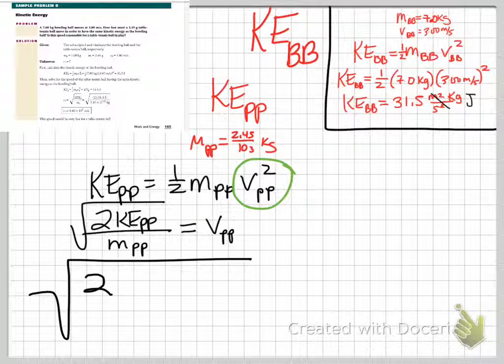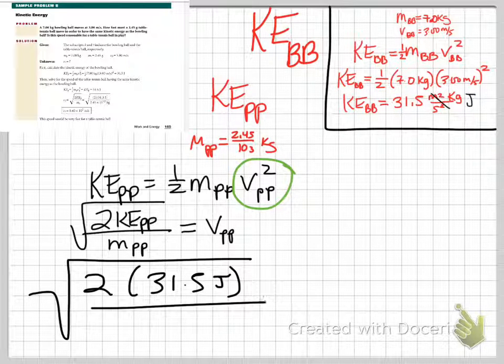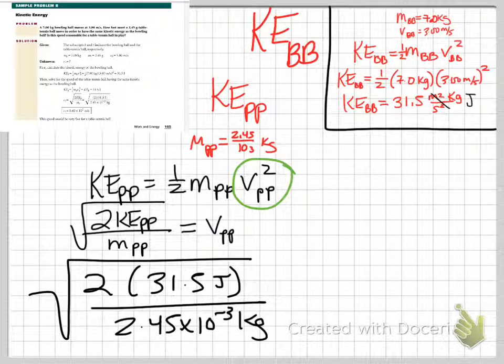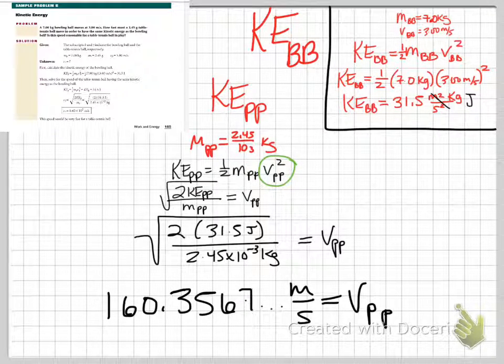Okay, plug in. Now here's the question. What kinetic energy are we using? Yeah, we want it to match the kinetic energy of the bowling ball. So 31.5 joules divided by 2.45 times 10 to the negative third kilograms, square root gives us the necessary velocity for the ping pong ball. Okay, so 160.3567, etc. meters per second for the ping pong ball.